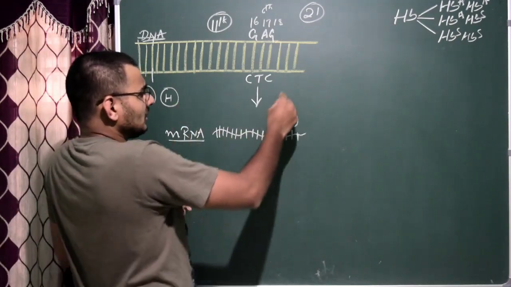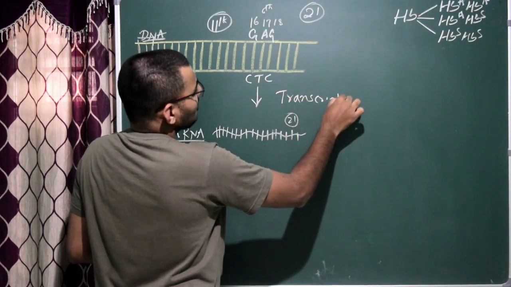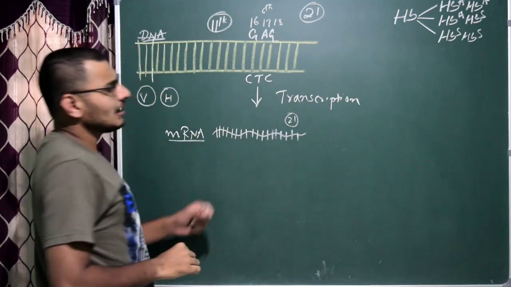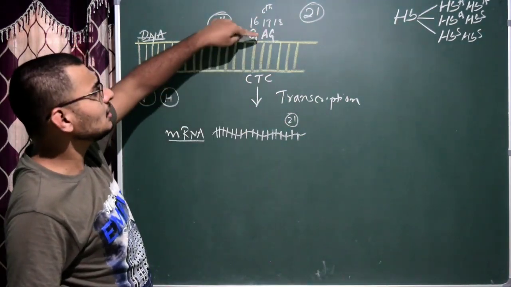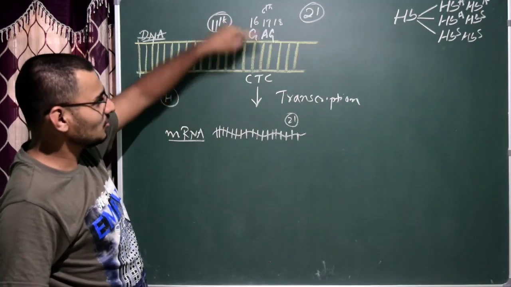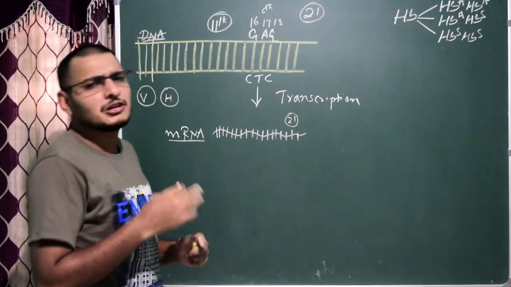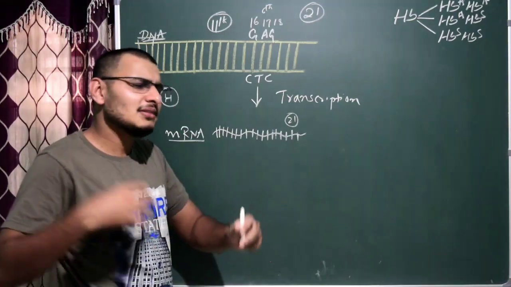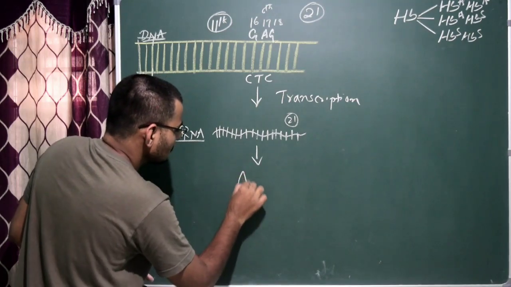What is important is a process called transcription. Transcription is the process of production of mRNA from the DNA. So, got it? That is transcription. And now this mRNA will enter into the ribosome and then they synthesize the amino acid. From this, amino acid is synthesized.